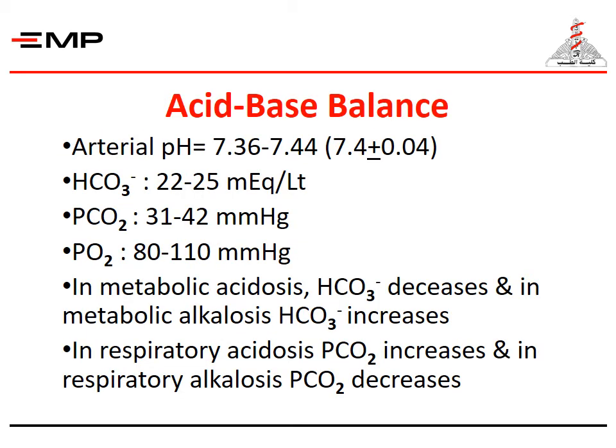Now we are going to discuss the acid-base balance. You will have to memorize these normal values. Bicarbonate level is concerned with metabolic acid-base imbalances. Its elevation leads to metabolic alkalosis, and its decrease leads to metabolic acidosis. PCO2, on the other hand, is concerned with respiratory acid-base imbalances. PCO2 increase leads to respiratory acidosis, and its decrease leads to respiratory alkalosis.